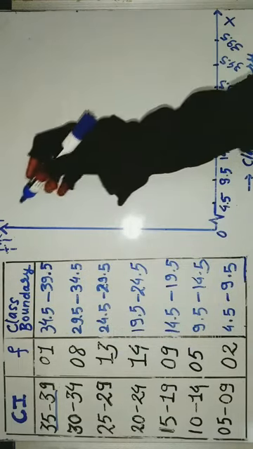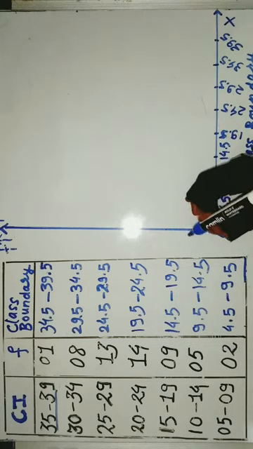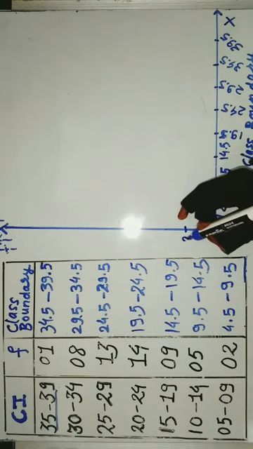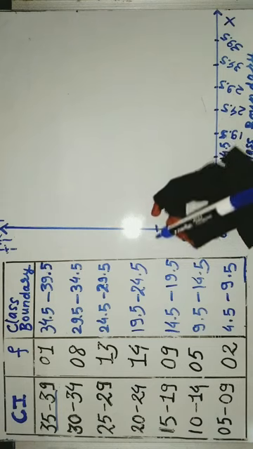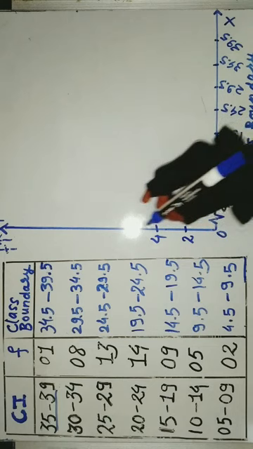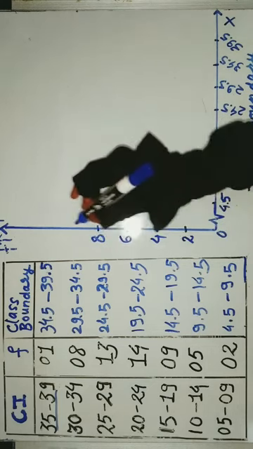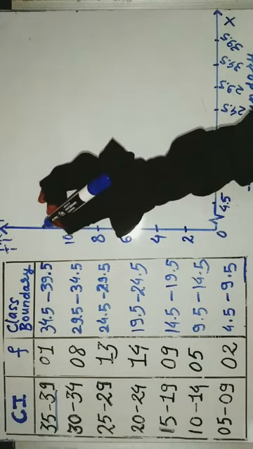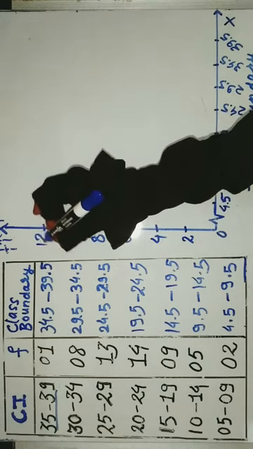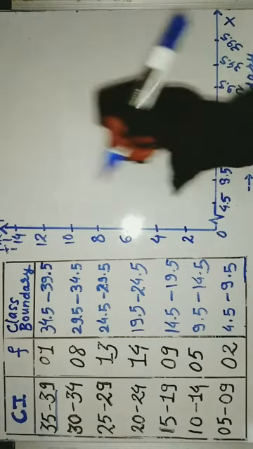Now we have to plot frequencies on the y-axis. So we can take a scale of 2 frequencies per centimeter. 2, 4. Remember that you have to take equal distance. 4, 6, 8, 10, 12 and 14. Now these are our frequencies.